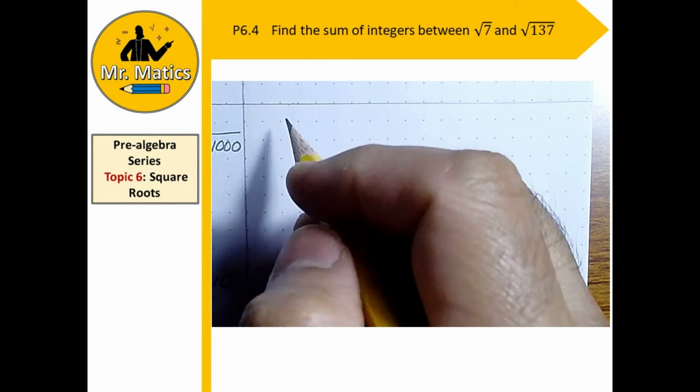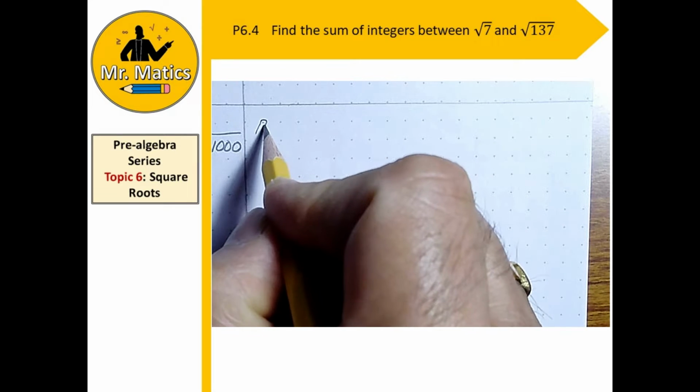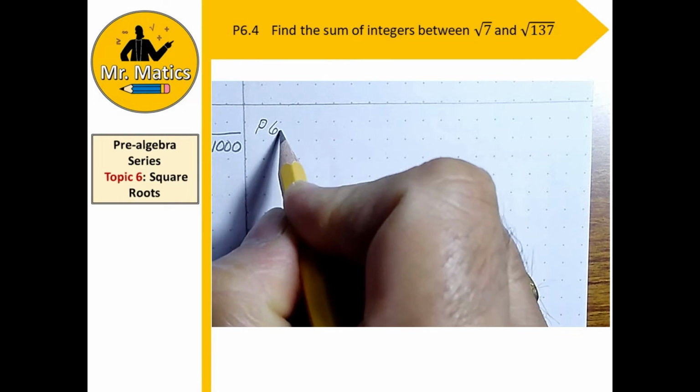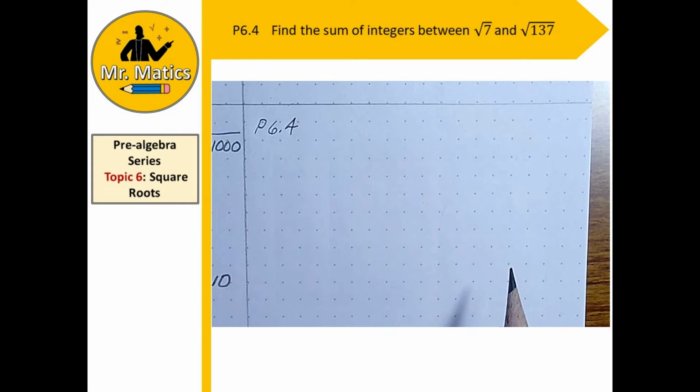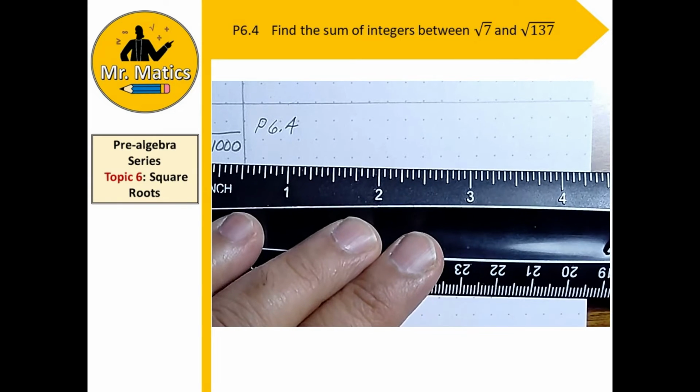Continue with problem 6.4. Find the sum of integers between root 7 and root 137. So let's draw a number line.